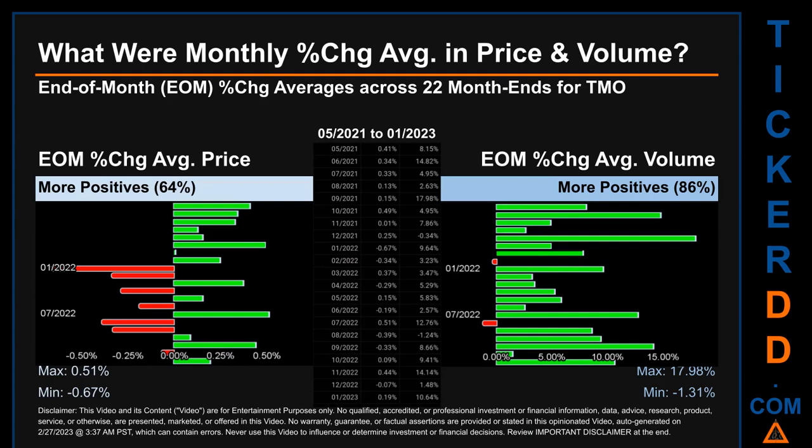Price saw an end-of-month max of 0.51% in average percentage change along with a minimum of minus 0.67%. For volume, the maximum and the minimum monthly percentage change were respectively 17.98% and minus 1.31%.